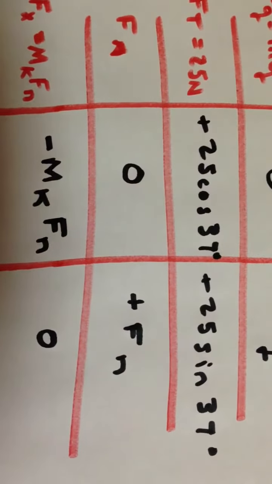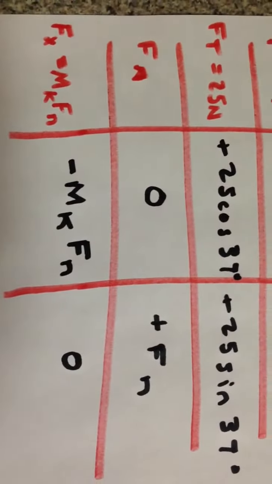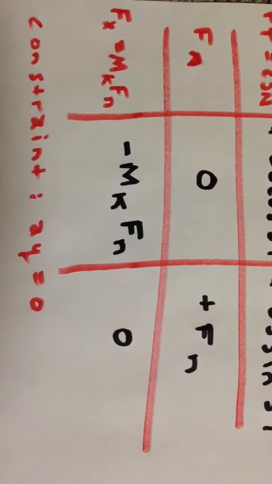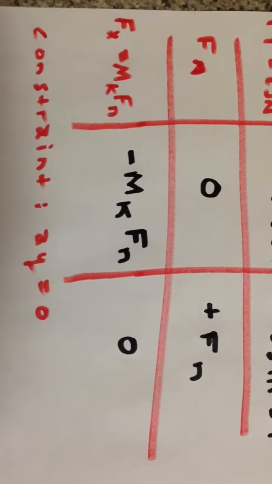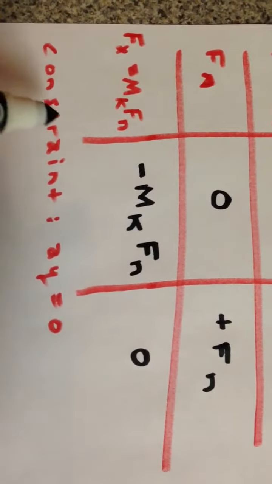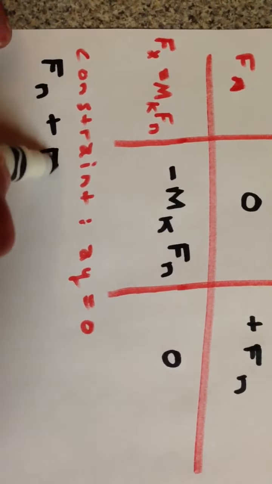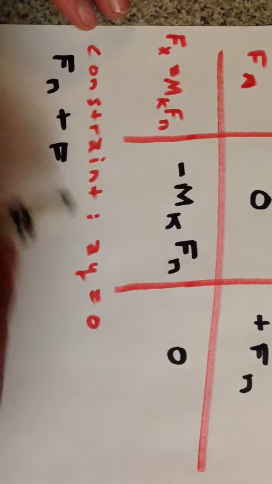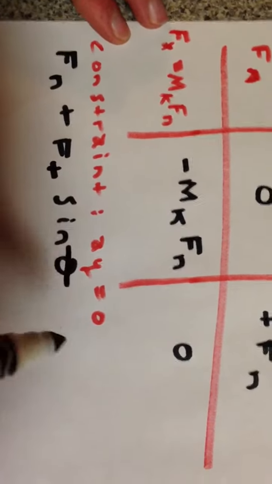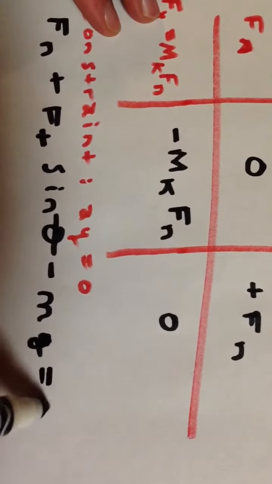Okay, and this is going to lead us to the equation that we're going to go over. The constraint is acceleration in the y direction is equal to 0, and that is going to let us find the normal force. We're going to figure out the normal force by this equation: normal force plus tension sine theta minus mass times gravity is equal to 0.